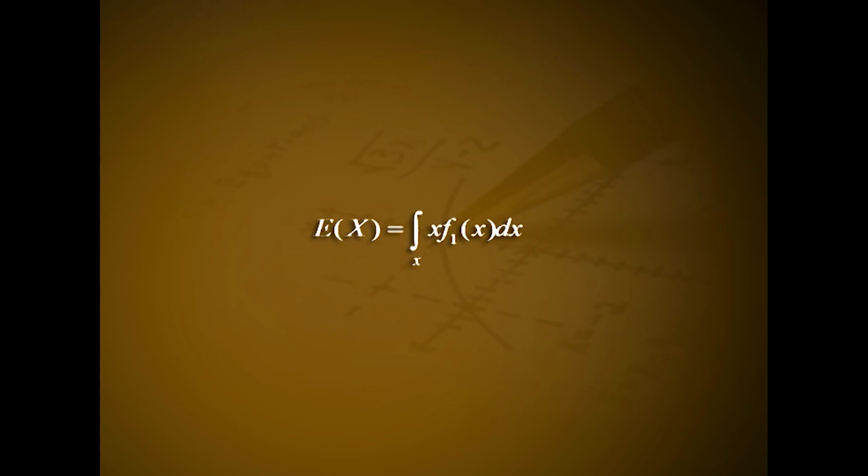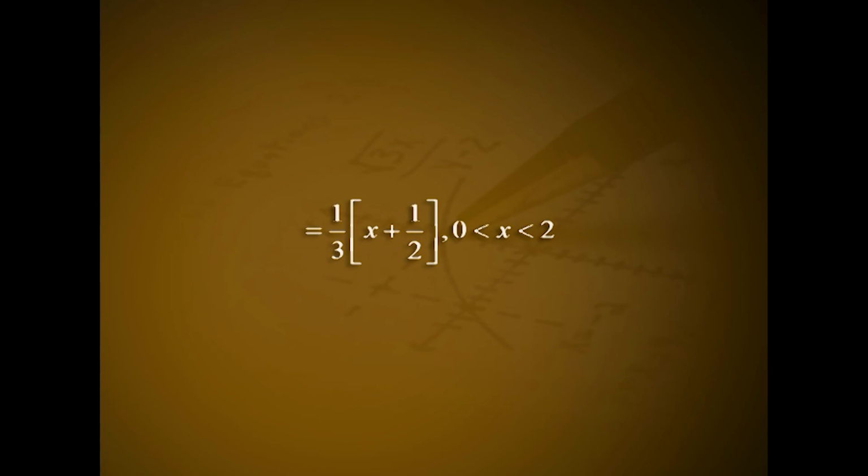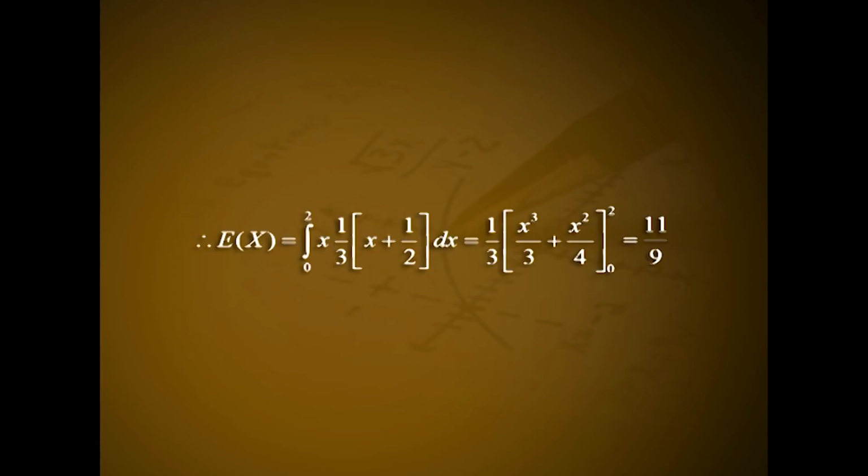Expectation of x, that is integral over x, x into f1 of x dx. f1 of x is equal to integral over y f of xy dy, that is equal to integral from 0 to 1 of 1 by 3 into x plus y dy. That is 1 by 3 into x plus 1 by 2 for 0 less than x less than 2. Therefore, expectation of x is equal to integral from 0 to 2 x into 1 by 3 into x plus 1 by 2 dx. That is 1 by 3 into x cube by 3 plus x square by 4 over the limit from 0 to 2. That is 11 divided by 9.